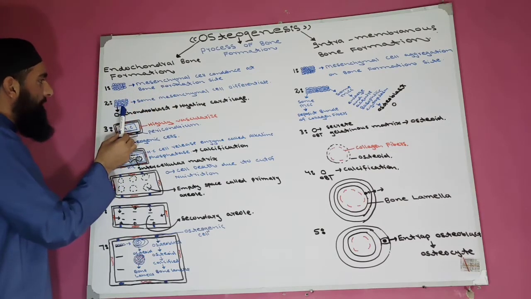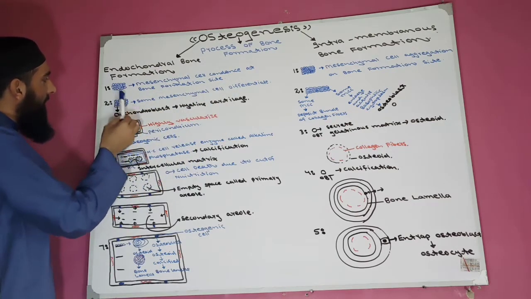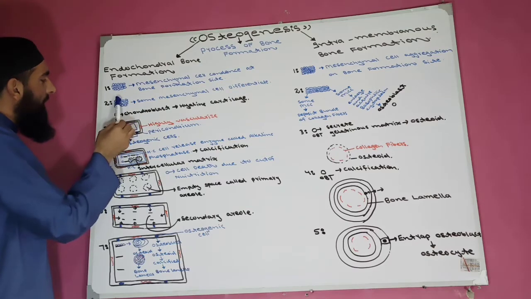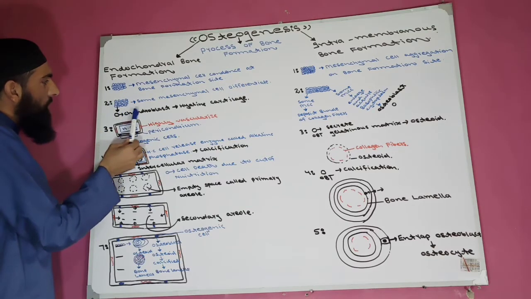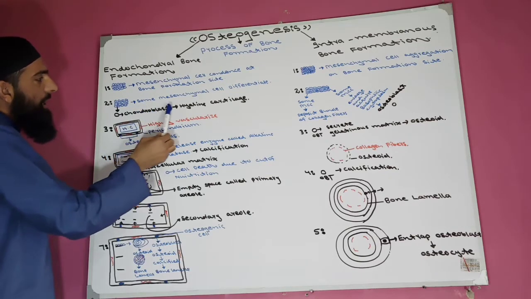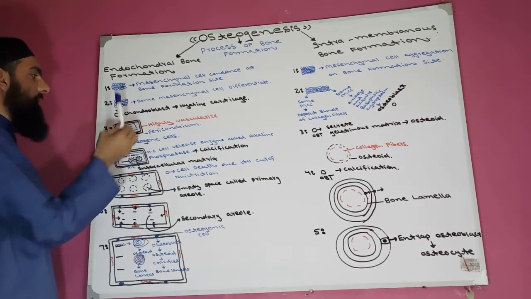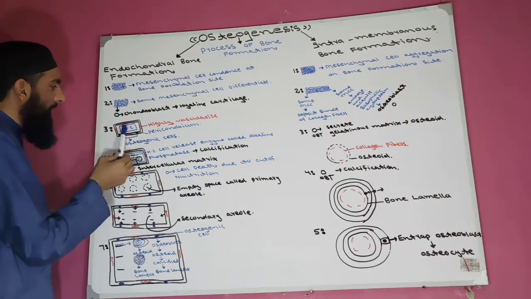In the second step, some of these aggregated mesenchymal cells differentiate into chondroblast, which is the cell of cartilage. This chondroblast makes hyaline cartilage. This is the second step of endochondral bone formation. Now come to the third step.